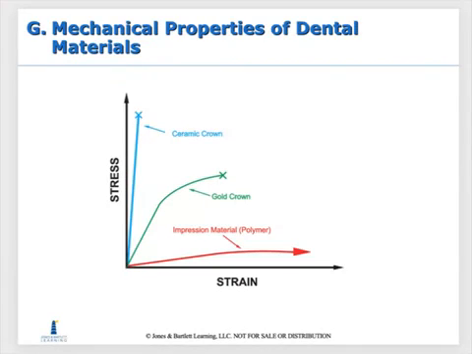So let's look at different dental materials and how they would place on our stress strain plot. So you have your impression material, it's pretty soft, it's easily broken. You don't have to apply much stress for it to change shape, right? A gold crown is going to have significantly more resistance to strain before it starts to change its shape, and your ceramic crown is going to be highly, highly strong on the stress strain plot. It's going to take a lot to break that ceramic crown.